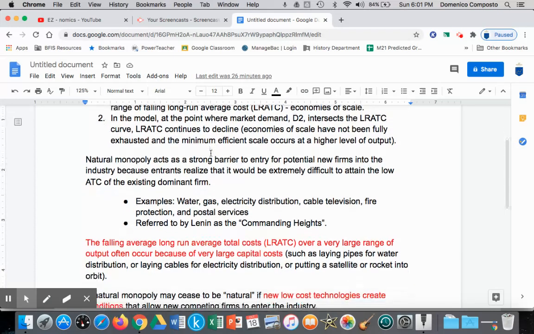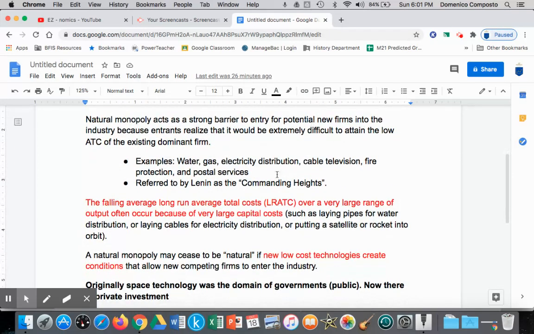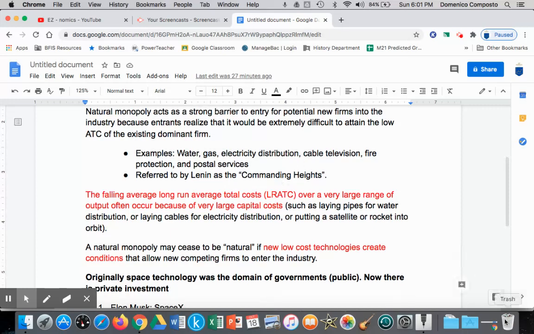So as we're going to illustrate, we're going to illustrate a market demand, which I'll label D2, and we'll see that at D2, it intersects with the long-run average total cost curve at a point where minimum efficient scale has not been achieved. So that means that demand can continue to increase beyond D2, and the natural monopoly can increase output while still lowering average total costs. Some examples of natural monopoly are water companies, gas companies, electricity distribution companies, cable television, and railroad companies back in the late 1800s.